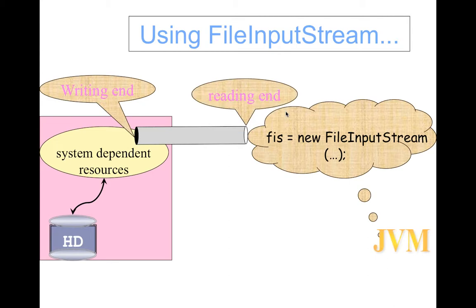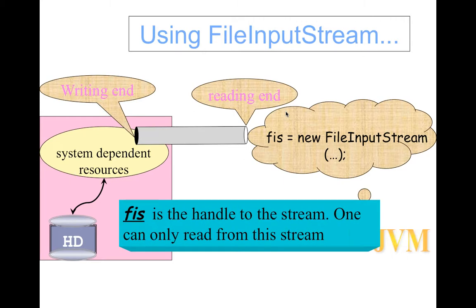So we are reading it if you want to read it, or if you want to write, you are going to write on the other end. Okay. So if you write onto the file, you will be able to read it using file input stream. So FIS is the handle to the stream. So one can only read from this stream.